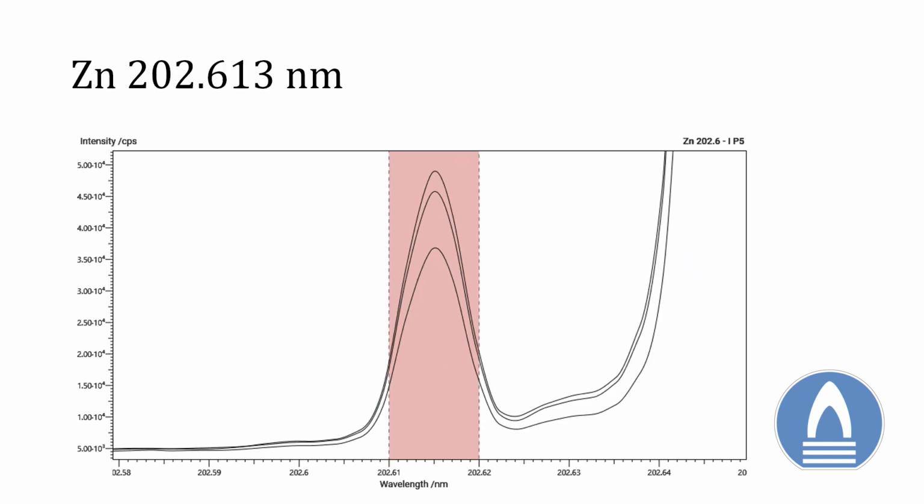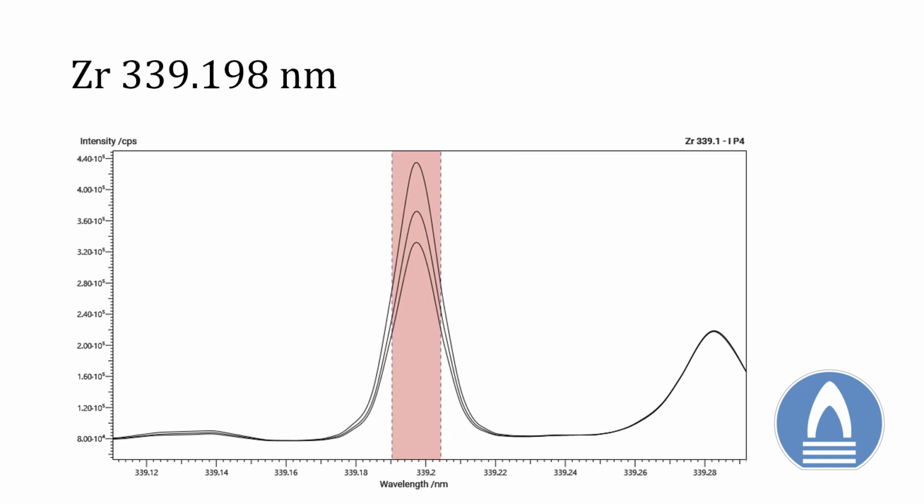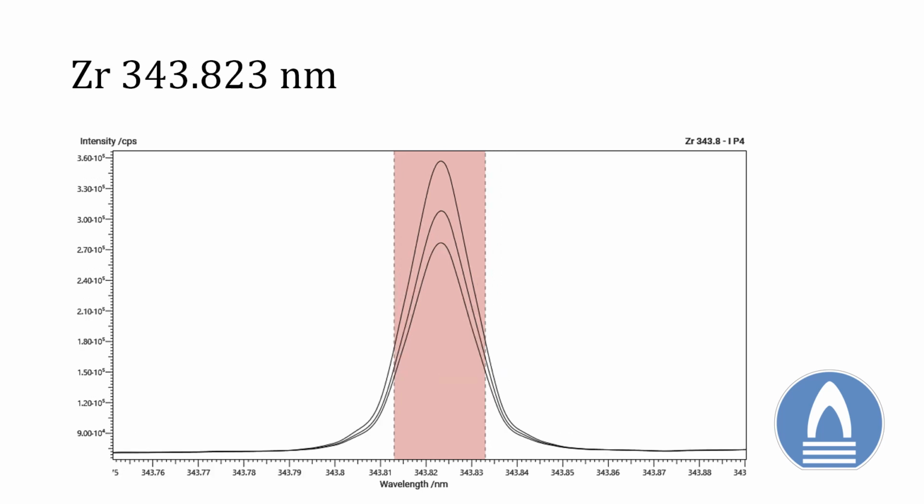Tungsten 239, and then zinc 202, 206, and 213. And lastly, zirconium 339 and 343. Once again, if the sample gets milled in a zirconia mill, you would not be able to determine zirconium.